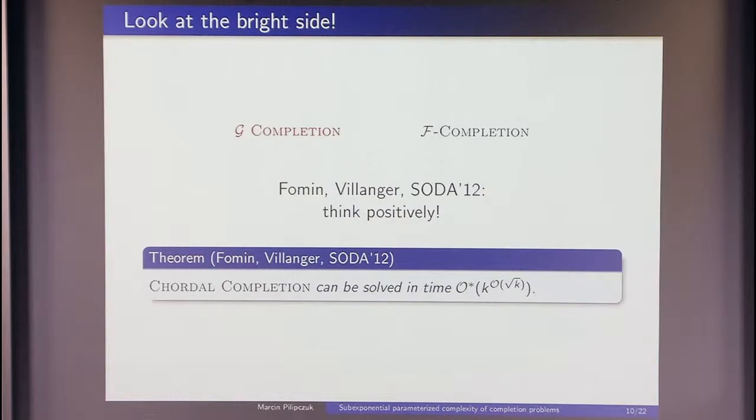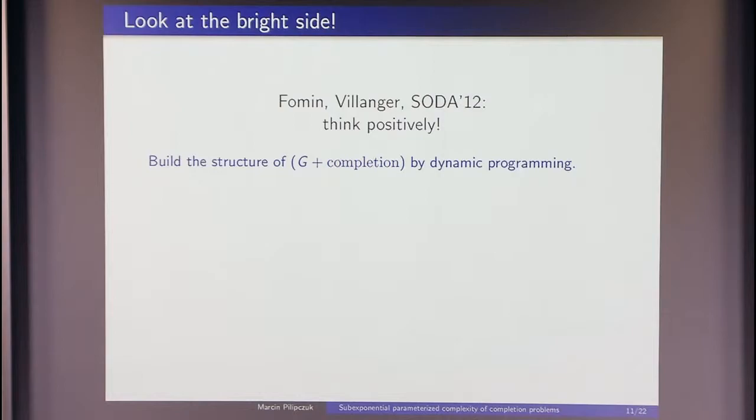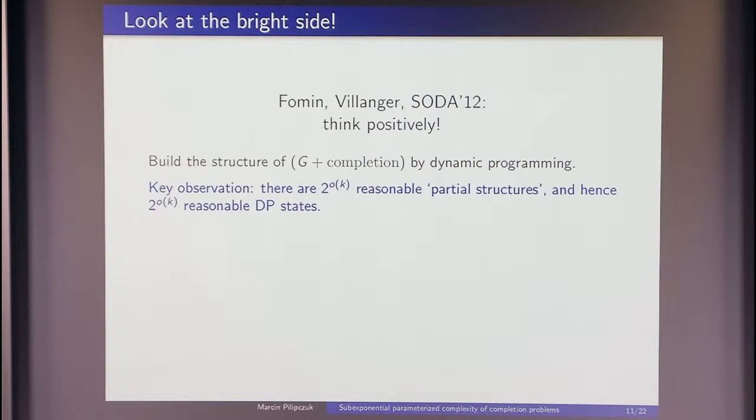Now my goal is to argue how you get this type of running time, by not thinking of chordal graphs as graphs that do not have holes, but as graphs that have a tree-like structure where every bag is a clique. Okay, so let's go this way. What I want to do is build this solution graph, G plus the added edges, by dynamic programming. The high-level idea, the key technical result, is that there is only a subexponential number of reasonable parts in this dynamic programming when I want to build the clique tree of the completed graph.